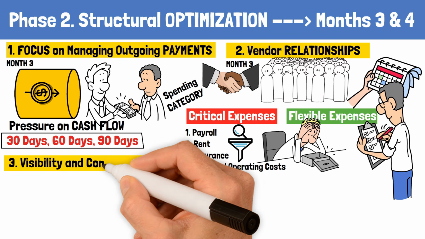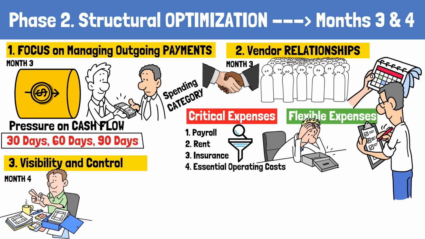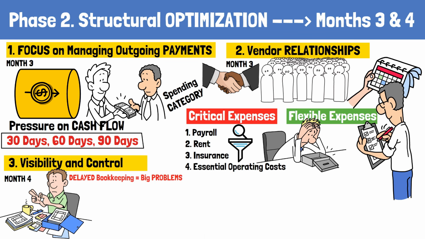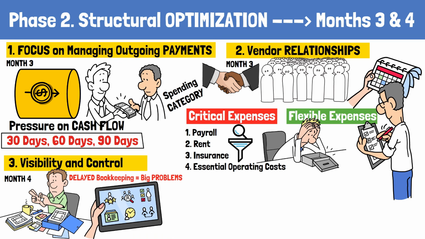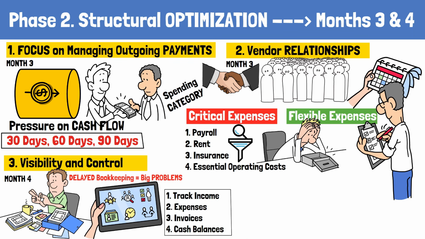During month 4, focus on improving visibility and control over your financial information. Many cash flow problems occur simply because business owners do not have accurate, up-to-date financial data. If your bookkeeping is delayed or incomplete, it becomes difficult to identify problems before they become serious. Implement accounting software or optimize the systems you already use. Modern accounting tools can automatically track income, expenses, invoices, and cash balances in real time. Instead of guessing where your money is going, you gain a clear picture of your financial position every day. This visibility allows you to make faster and better decisions.